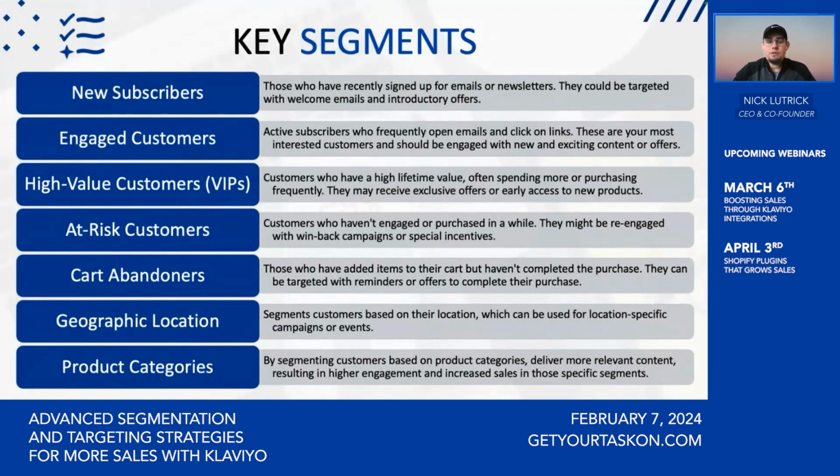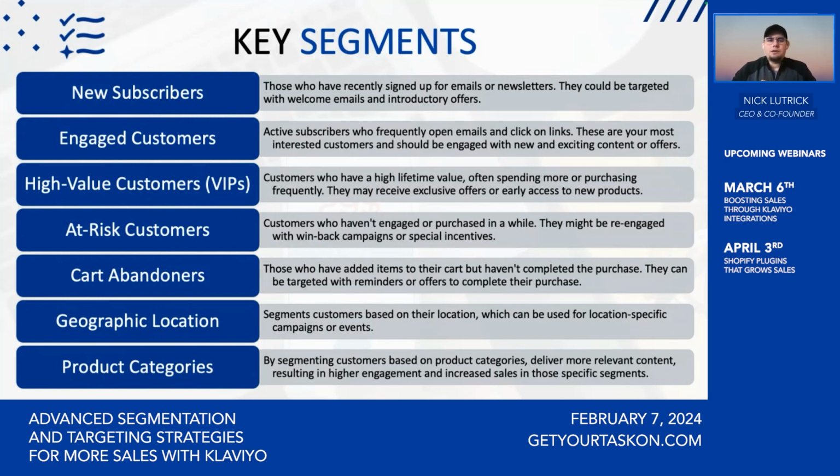So if you've joined us in any of our previous webinars, you've likely seen this slide, but these are some of the key segments that really most companies should have set up. You could start with your new subscribers or people that have signed up for your email list, but maybe haven't made a purchase yet. You would have your engaged customers, and these are people that frequently interact with your emails, or maybe they interact with your online store. There's a few ways that you can segment these customers based on their level of engagement so that you can communicate relevant information to them based on their current interest in your products.